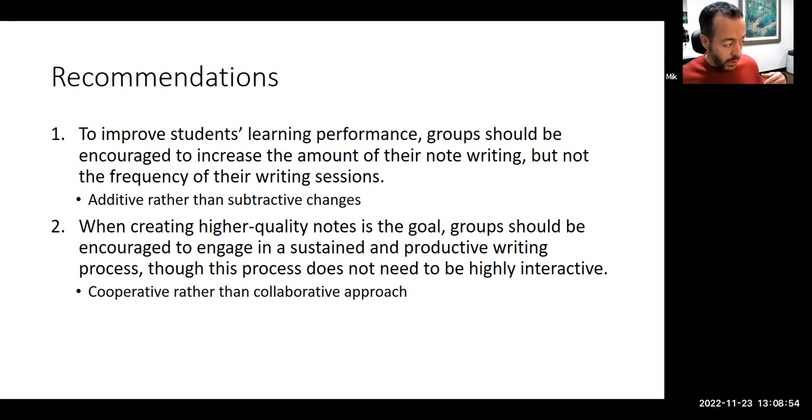And also, when you're trying to get students to create a high quality set of notes, if that's your goal, then you want to encourage the groups to engage in a sustained, productive writing process. And this does not have to be highly interactive. So get people to write a lot, get people to write often, but they don't necessarily have to interact and collaborate very much, because sometimes that can be distracting to the actual process of writing the notes.